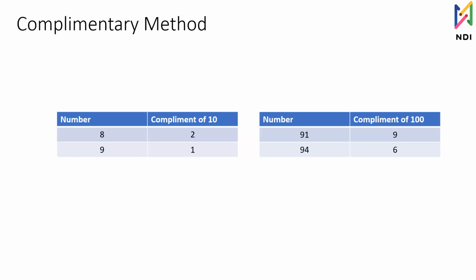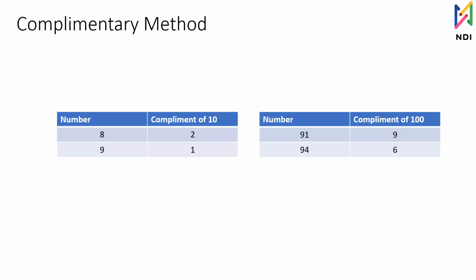Whenever we look at a number, we try to see the number from the perspective of a base number. Base numbers are 100, 1000, 10,000, and so on. So the numbers that you are seeing are 8 and 9. The base number is 10. And what is the complement with respect to the base number? In the case of 8, it is 2. In the case of 9, it is 1.